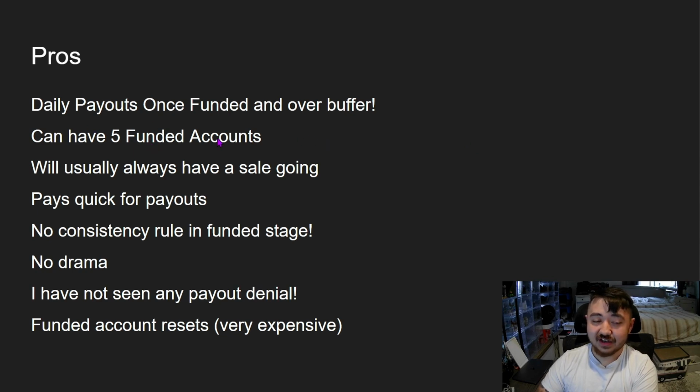You could have 5 funded accounts. So this year they upgraded to 2 more funded accounts. Last year you could only have 3, but now you could have 5 funded accounts, which is big. Really like that. They usually always have a sale going on, too. Who doesn't like a sale?